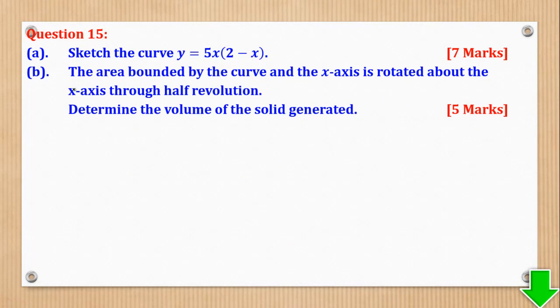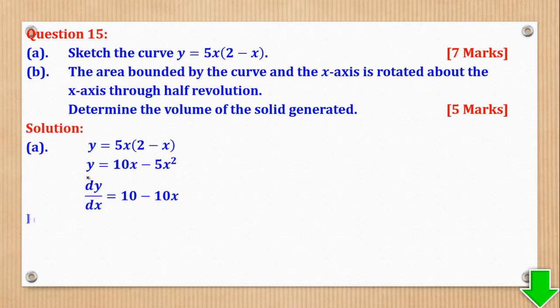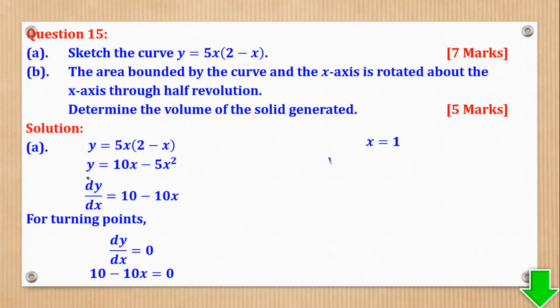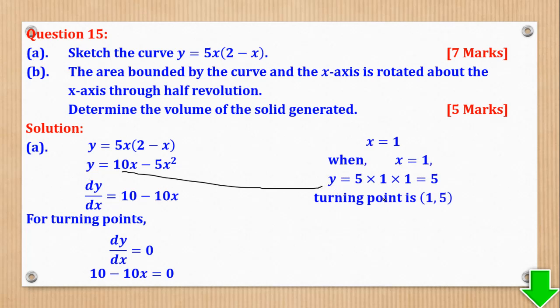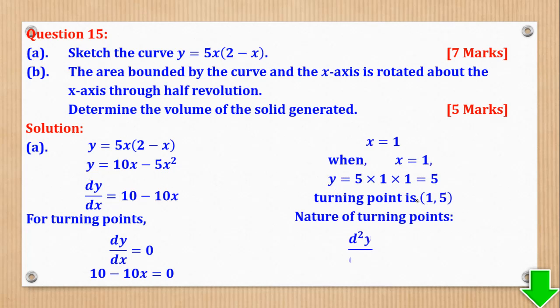Then question 15, part A says, sketch the curve this. So first is to expand, then you differentiate and equate to 0 to get the turning points. So the value of x is 1. Then when x is 1, get the corresponding value of y from here. Therefore, the turning point is that. What about the nature? For the nature, you differentiate the second time, meaning that the point is a maximum. Why? Because the second derivative is smaller than 0.